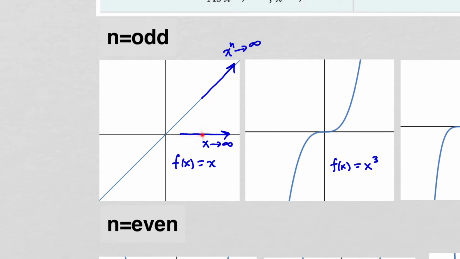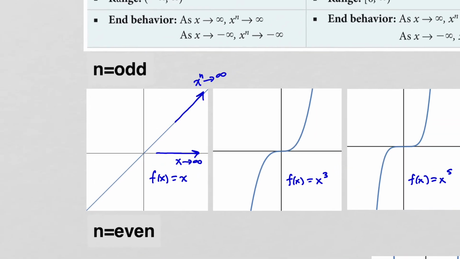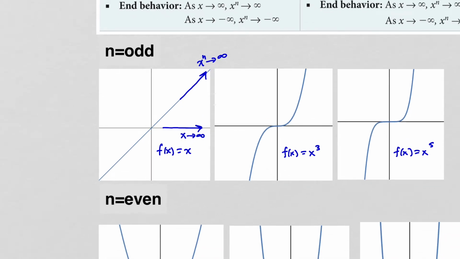Because as x gets big here, the function values are also getting big. That's what we mean when we say as x goes to infinity, x to the n goes to infinity. Now, notice in the other direction, as x goes to negative infinity, you can see as x gets large in the negative direction, the function values are also getting large in the negative direction. So we can say that these function values are going to negative infinity.